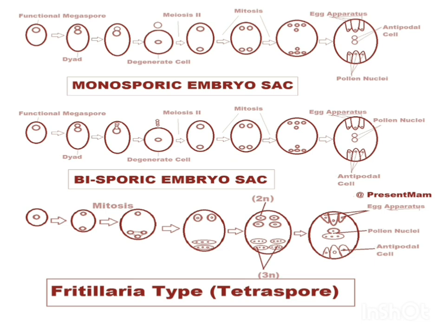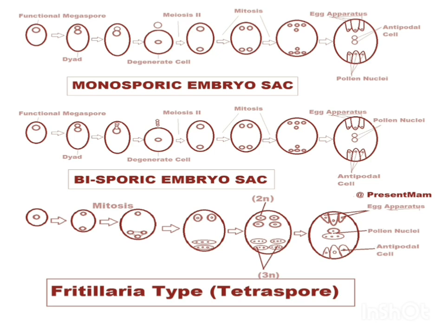In case of monosporic, 1 functional megaspore will form the whole female gametophyte or embryo sac. In case of bisporic embryo sac, 2 megaspores will remain functional and form the female gametophyte. In case of tetrasporic type, 4 functional megaspores will form the female gametophyte. This type of embryo sac development is further divided into some subcategories.